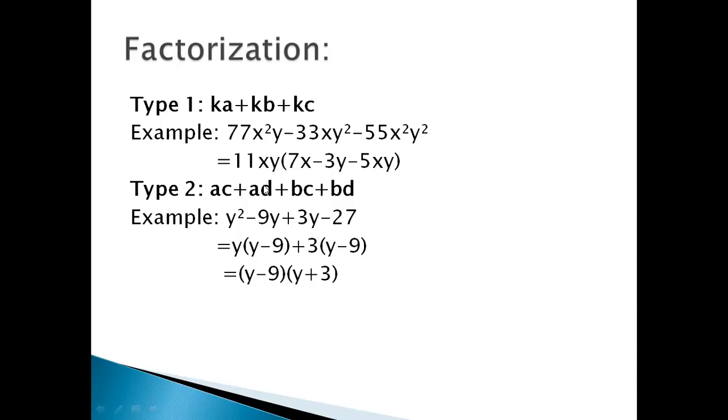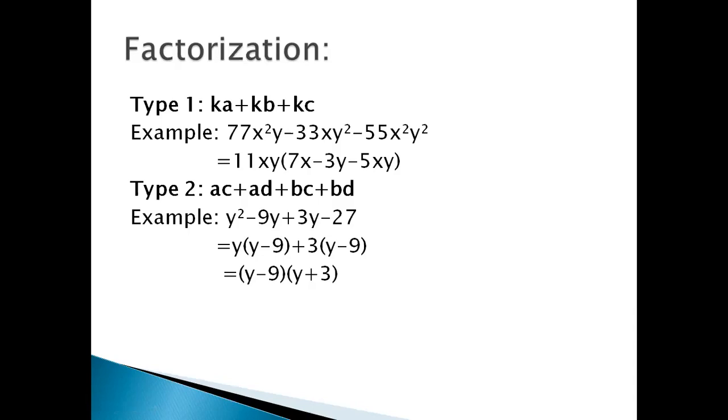Now in the second type of expression, you can see that we cannot take a common factor from all the terms. Like if we break this expression into two parts, in this example we have y square minus 9y plus 3y minus 27. We have a common factor from the first part and from the second part. We have common y from y square minus 9y, and we have 3 common from 3y minus 27. So the difference between both types is, in the first type we have a common factor from all of the given terms, and in the second type we have a common factor in the first two terms and in the second two terms. We don't have the same common factor from all the terms.